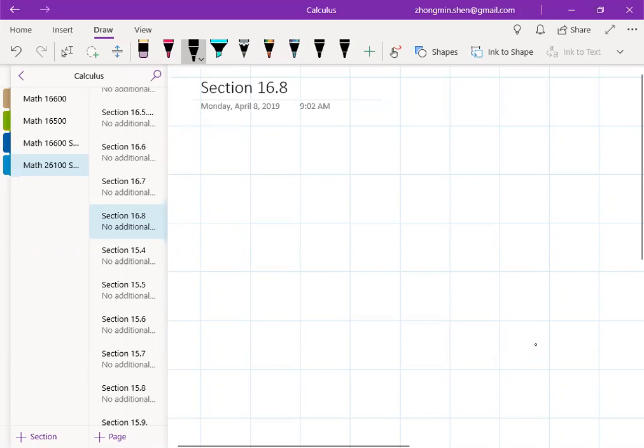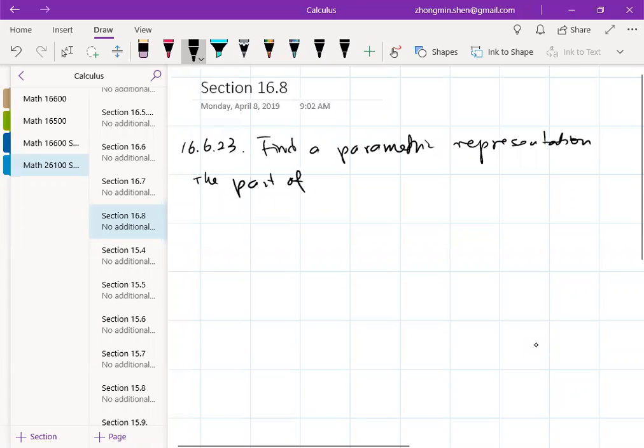Find a parametric representation for the surface. This is number 23, 6.623. Find a parametric representation for the surface. This is a part of the sphere. The sphere is given by x squared plus y squared plus z squared equals 4.